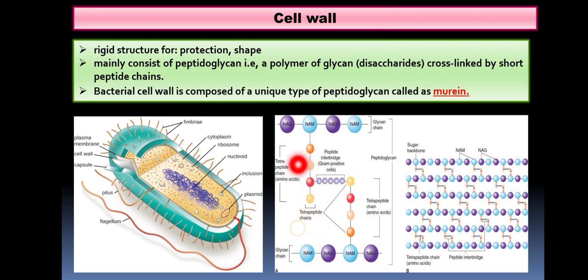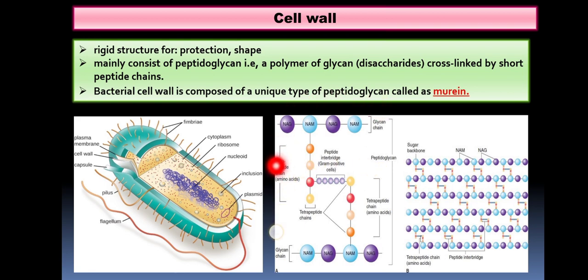This is the beta-1,4 glycosidic bond, which has a 4-peptide chain, that is, 4 amino acids. Generally D-amino acids are present, and this glycan backbone consists of alternating molecules of NAG and NAM, that is, N-acetylglucosamine and N-acetylmuramic acid. The bacterial cell wall is composed of a unique type of peptidoglycan called murein.